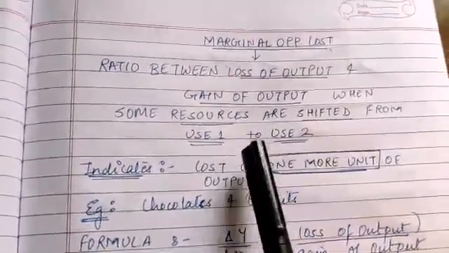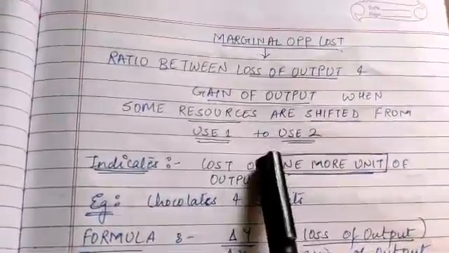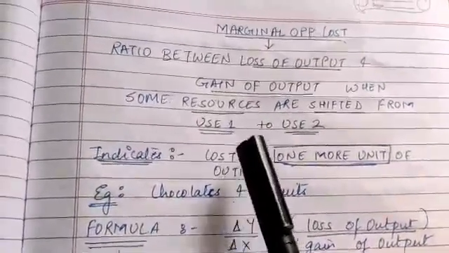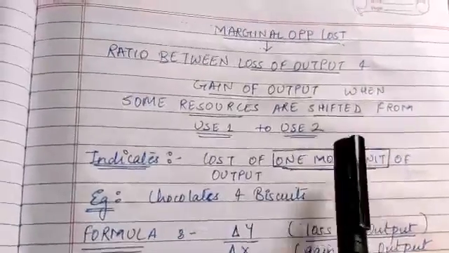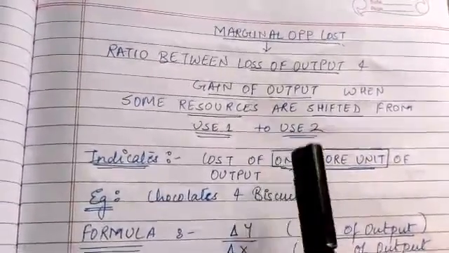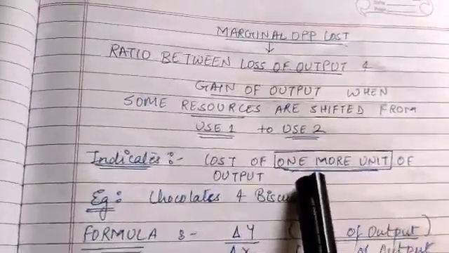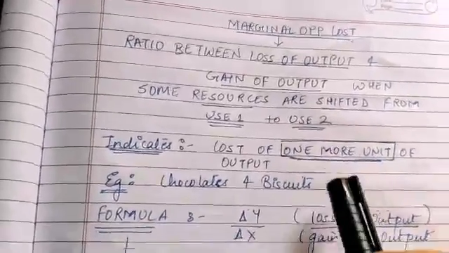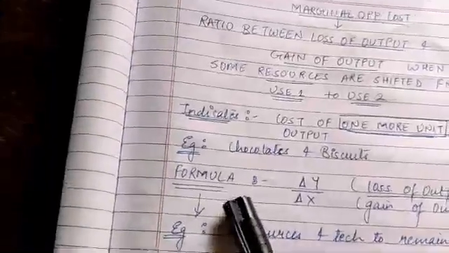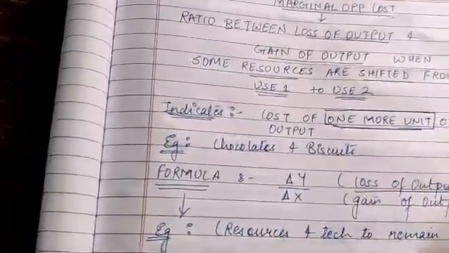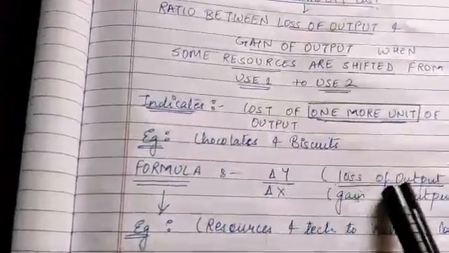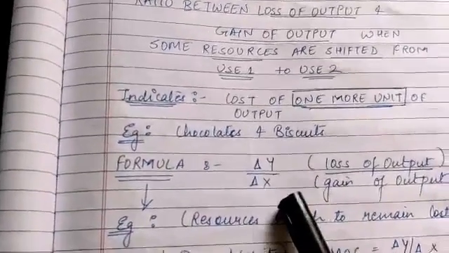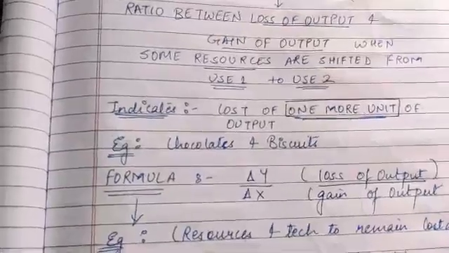Now we have already read what is meant by opportunity cost. It refers to the total loss of output when some resources are shifted from use 1 to use 2. Opportunity cost indicates the cost of all the units produced. Now the formula is delta y upon delta x. What do you mean by delta y? Delta y is the loss of output of commodity y, or I can say of chocolate. Delta x is the gain of output of biscuits.